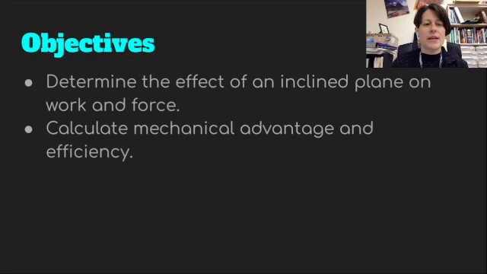So our objectives today were to determine the effect of an inclined plane on work and force, and calculate mechanical advantage and efficiency. So don't forget your 5 questions, and we'll be back with more about machines.